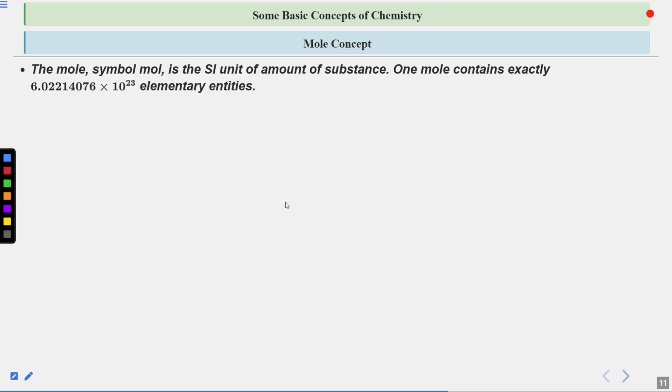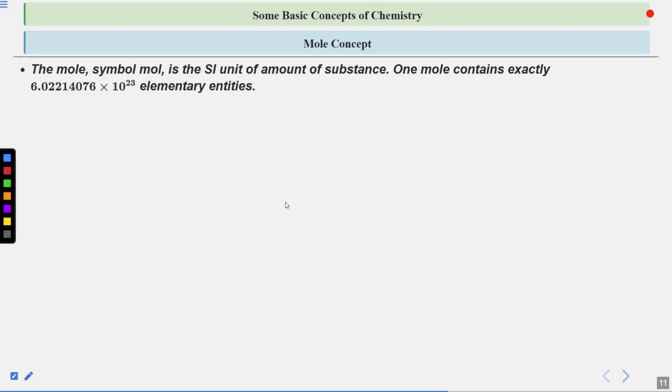Now we will move to a very important thing known as the mole concept. First, what is the definition of the mole concept? It goes like this: 1 mole contains exactly 6.0221467 into 10 to the power 23 elementary entities. Now, this is one of the SI units and is simply used to assign the amount of substance. What? The amount of substance.